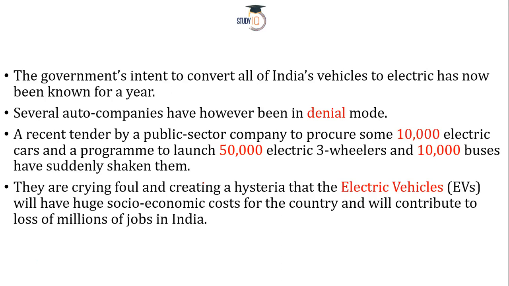But when it comes to new technology, because they have invested heavily in this, we can understand they are resisting as well, and they are at present in denial mode. They are saying that the government's e-rickshaw plan and e-trucks, the government has ordered some 10,000 electric cars, 50,000 electric three-wheeler rickshaws, and 10,000 buses, and this is not making the automobile companies happy. They are in denial mode.